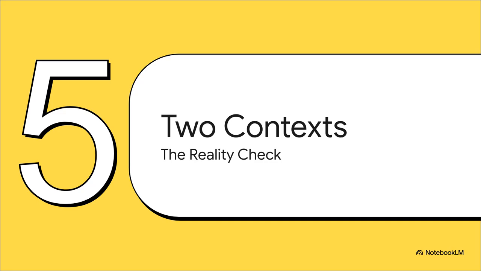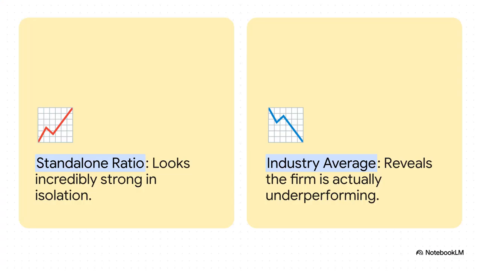Okay, Section 5, a tale of 2 contexts. Let's do a quick reality check and see this comparative theory in action. Let's bring back our accounts receivable turnover of 15.3 times. Viewed purely in a vacuum, hey, maybe it looks fantastic. The company is collecting its receivables over 15 times a year.